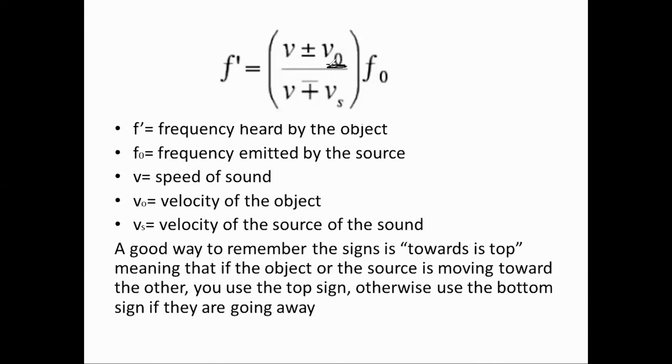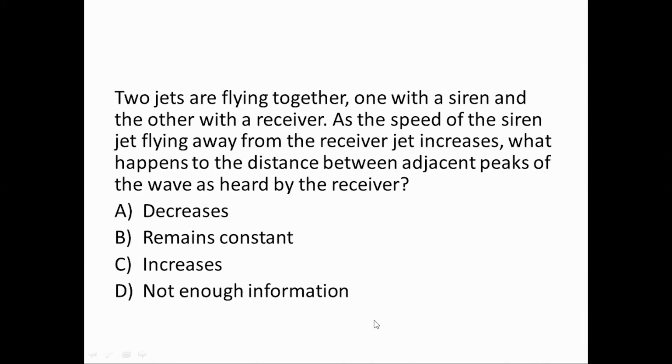If the listener is moving towards the source of the sound, you would use plus. If the listener is moving away from the sound, you use the bottom, minus. And vs on the bottom here stands for source, right? If the source is moving towards the listener, you would use the top. If the source is moving away from the listener, you would use the bottom. And again, for this one, you could be using the bottom one because it's moving away, and for this one, you could be using the top one because you're moving towards, right? And those are separate. Okay, last poll question of the day.